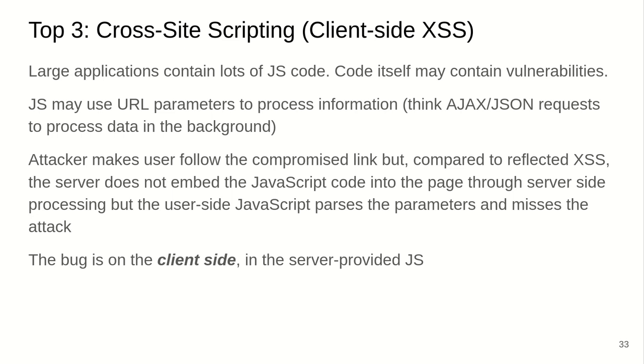There's client-side cross-site scripting, which is the last kind of cross-site scripting. And here the issue is that large applications contain lots and lots of JavaScript code. The code itself may contain vulnerabilities. The JavaScript may use these URL parameters to process information. Think of AJAX or JSON requests to process data in the background, similar to how Gmail loads new emails and whatnot, or sends emails.